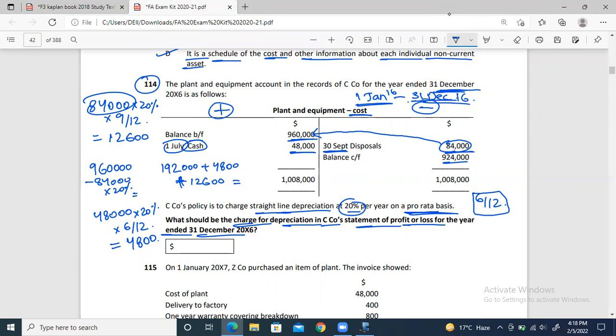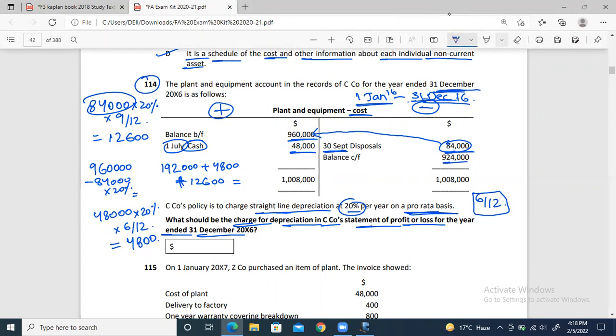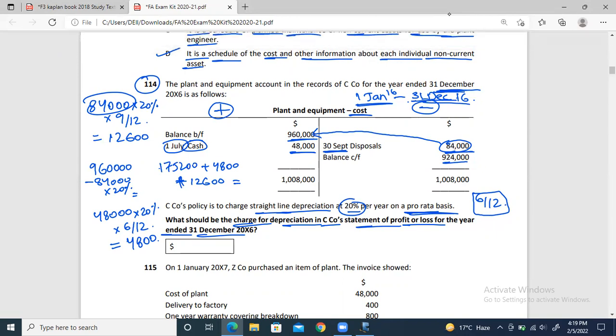So let's do this. So 960 minus 84. So in 2.2, right? So this is 175,200. The rest are correct. 175,200. And if we add these all, this gives us the answer of 192,600. Okay. And this is the correct depreciation charge that we're doing for the whole year.